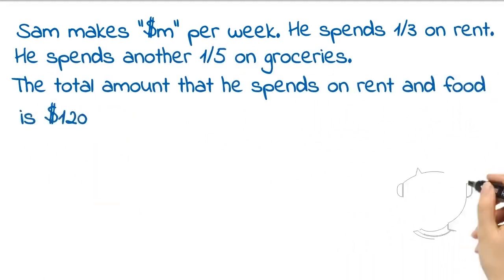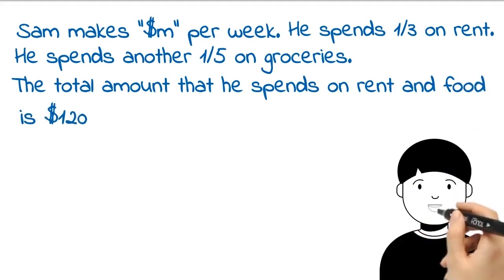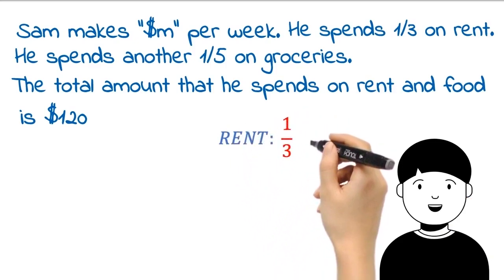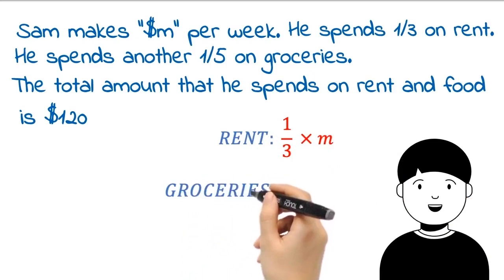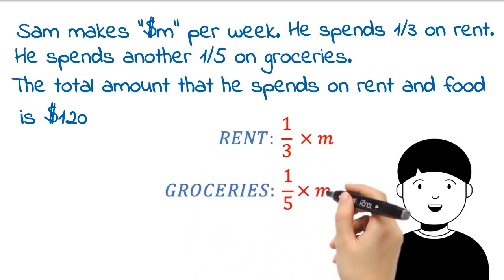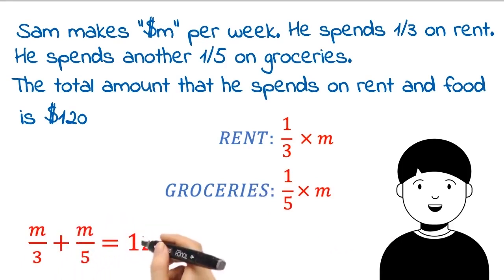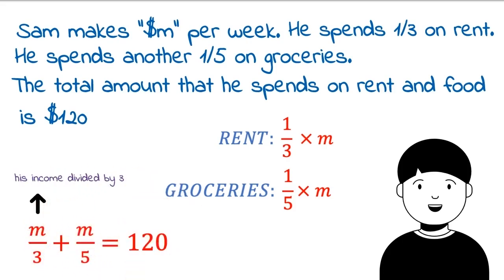So let's first think about it. He spends 1/3 of his income on rent, so 1/3 times his income. And then he spends 1/5 of his income on groceries, that's 1/5 times M. So if we took 1/3 of his income and 1/5 of his income, and we added those two together, we should get a total of $120.